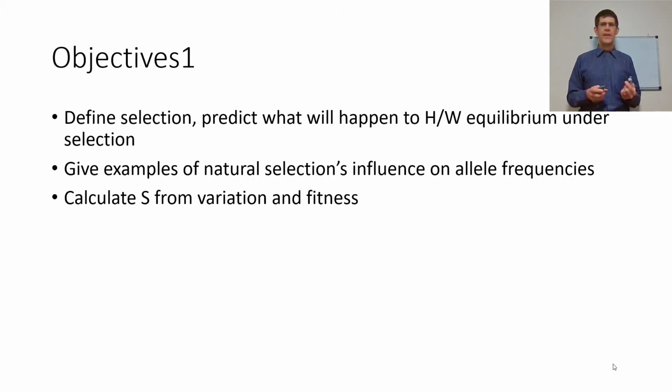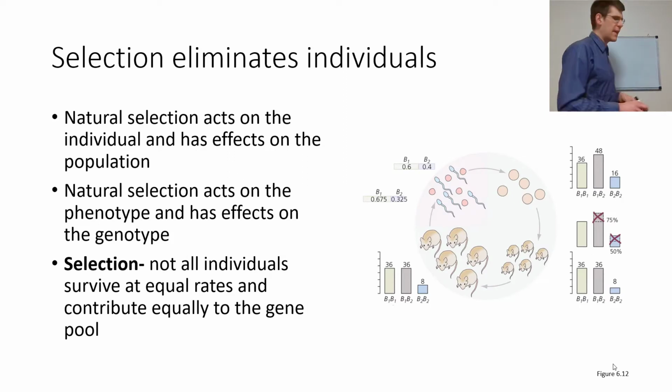One should be able to define selection. Predict what will happen to Hardy-Weinberg equilibrium under selection and how. Give examples of natural selection's influence on allele frequency and calculate S from variation and fitness. We've already started that in a previous lecture, but you are going to have an opportunity to do that in a Microsoft Excel sheet. So selection.